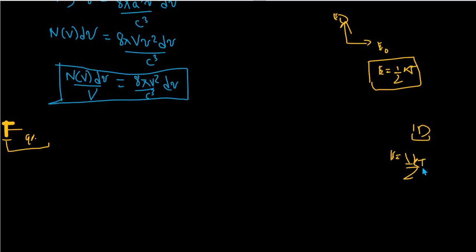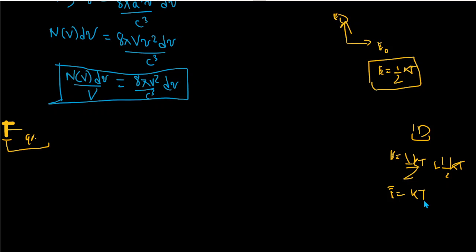Why? Because in a one-dimensional harmonic oscillator, there is kinetic energy, which is associated with the momentum, and there is also potential energy, which is associated with its position. Each corresponds to 1 by 2 kT, so 1 by 2 kT plus 1 by 2 kT, and that leads to the average energy of the one-dimensional harmonic oscillator being kT. That is the equipartition theorem for the one-dimensional harmonic oscillator.